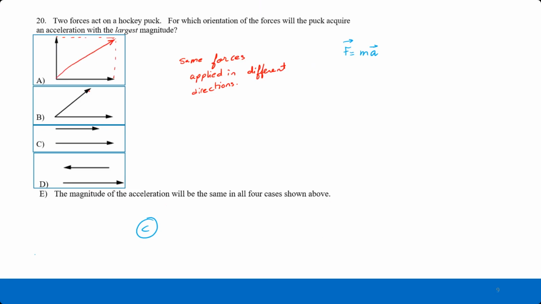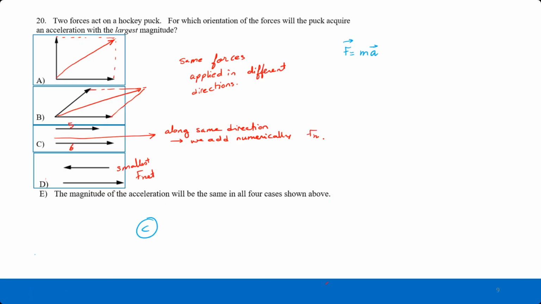If you add these up, you will notice that Fnet will have really different lengths according to different scenarios. In particular, I know D will have the smallest Fnet because here the forces cancel out, right? We are subtracting them rather than adding them. But I also know that when the forces are along the same direction, we add the forces numerically. So let's say this force has a magnitude 5 and this has a magnitude 6, then Fnet will be just 11.